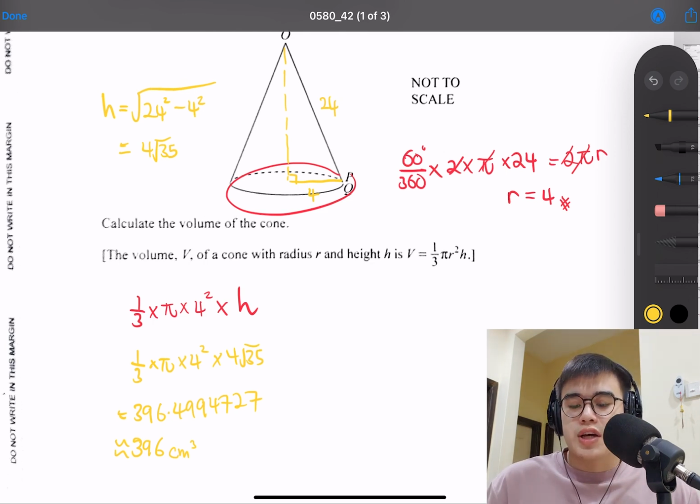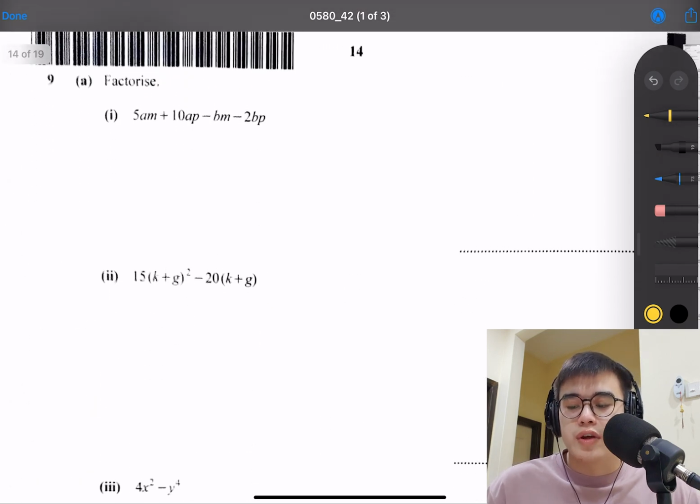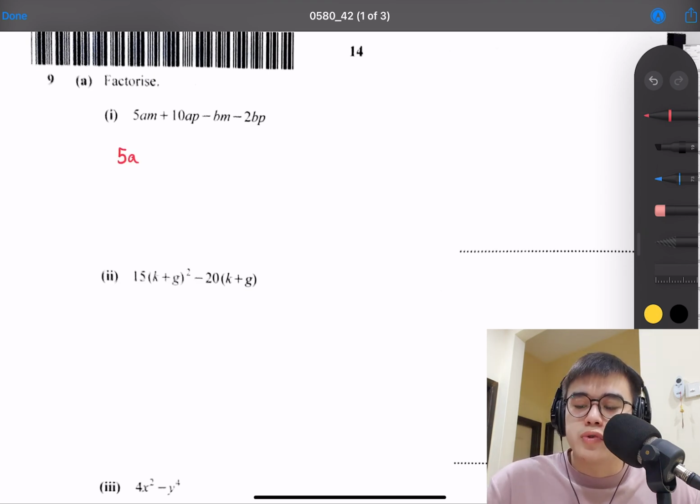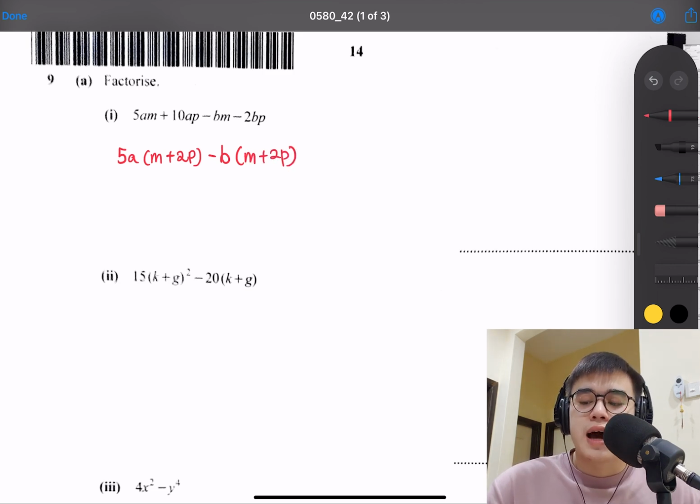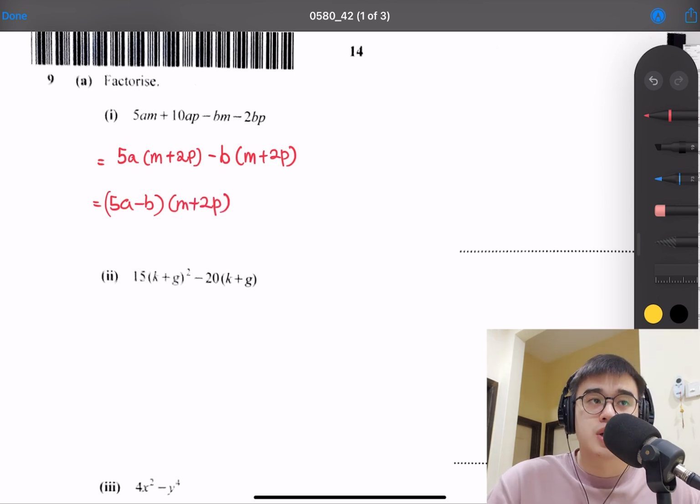Moving on to the next question. We have question 9 over here. About 3 more questions to go, then we are done with this paper. So first of all, I noticed that 5a was repeating and you have a balance of 2p after extracting it out. As for the one at the back, I can extract negative b out from it, and you will get m plus 2p as the balance. After the rearrangement, you should be getting 5a minus b multiplied with m plus 2p as your final simplified answer.